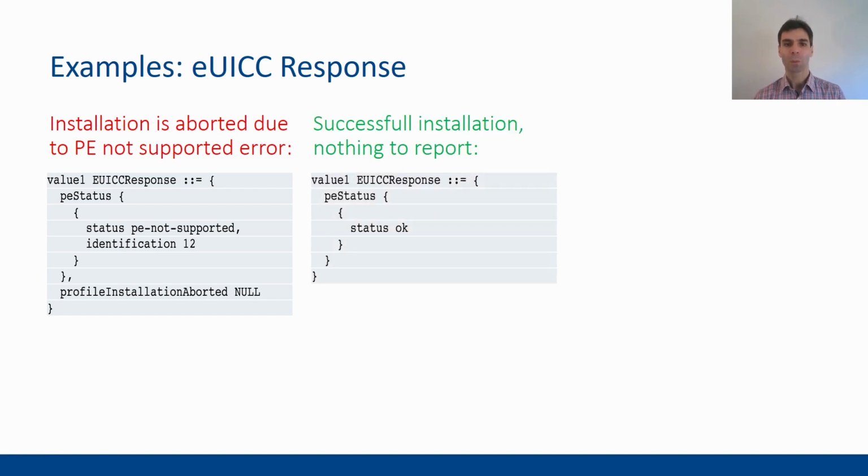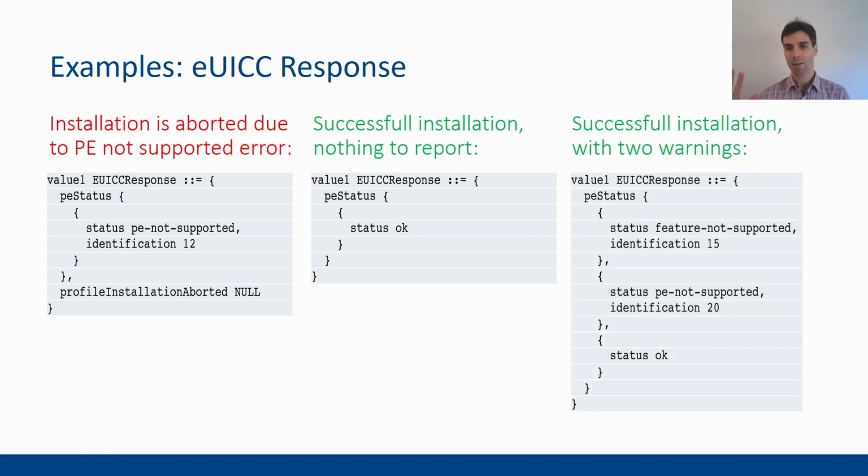Second example. This is a successful installation and there is nothing reported, so everything went well. Here in the EUICC response object, within the PE status, there is an OK status code, and that's all.